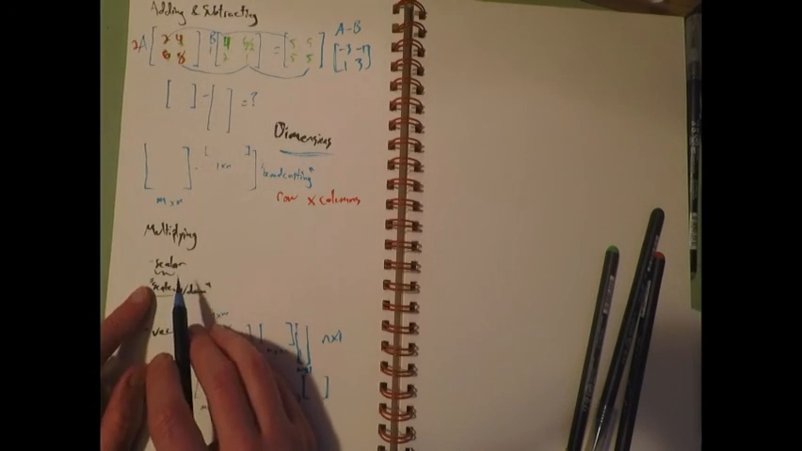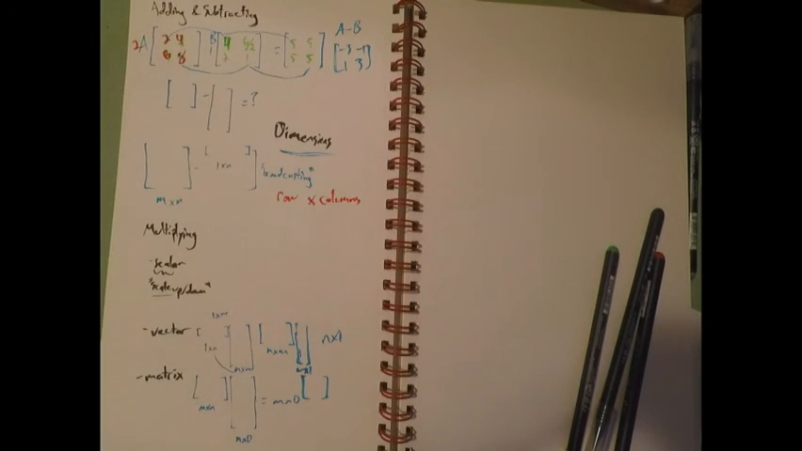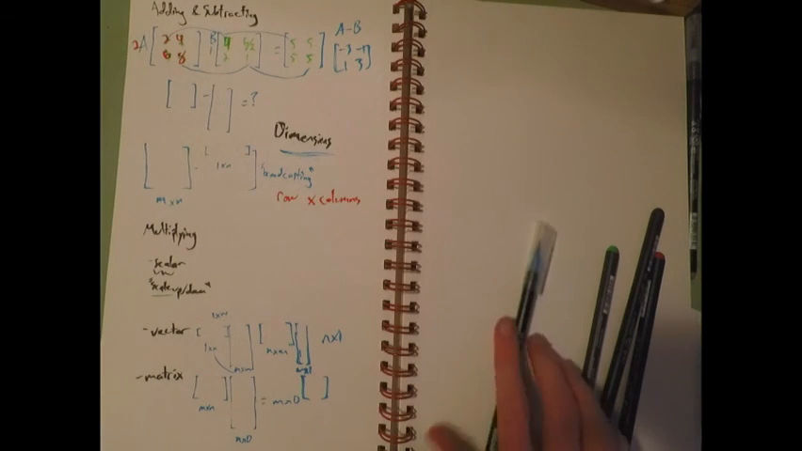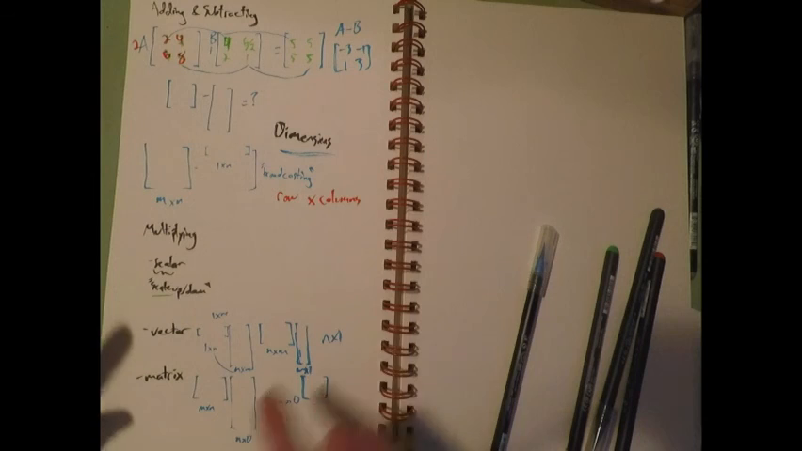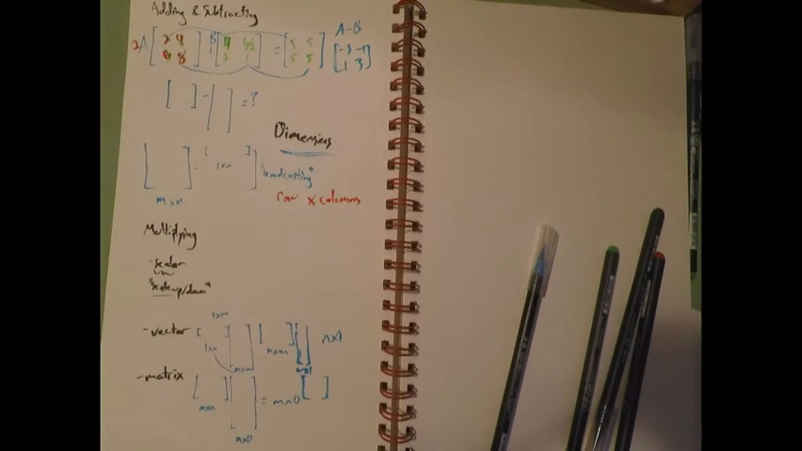Addition and subtraction, that's easy, right? It's just element-wise adding and subtracting as long as the dimensions are the same. Nice and easy, nothing you wouldn't expect. All right, we'll make a separate video to actually go through the mechanics of doing vector and matrix multiplication next.